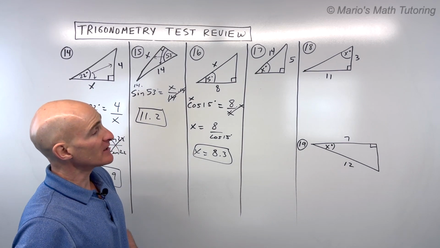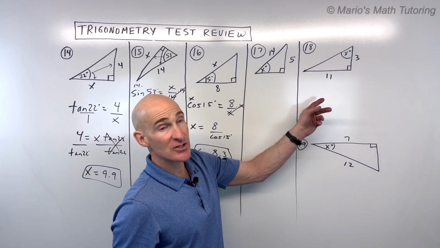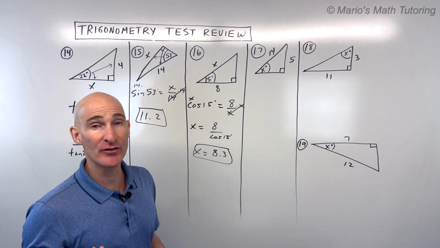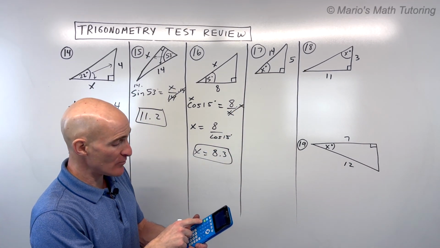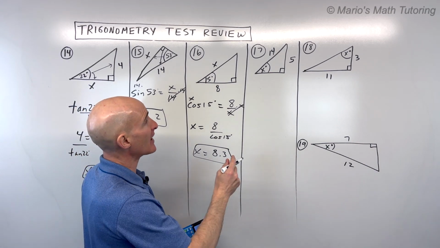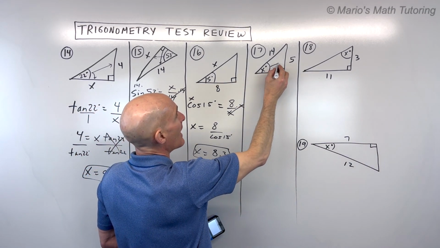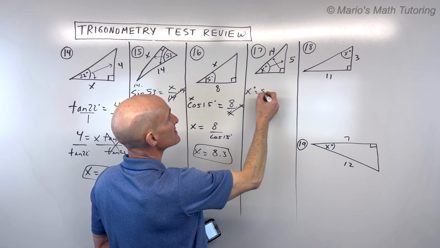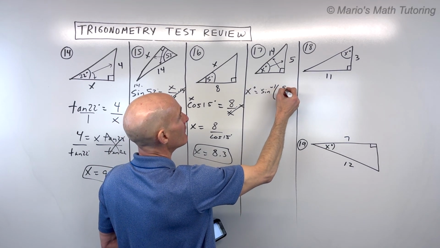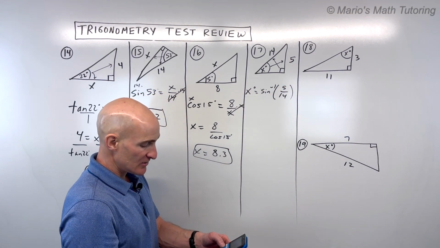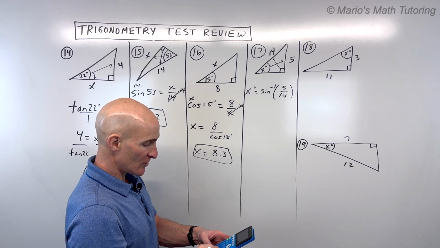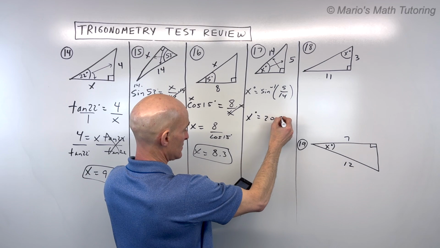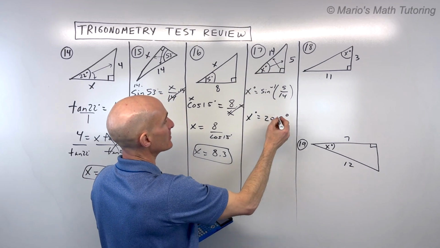For 17 now, it's a little bit different, 17, 18, and 19, because we're solving for the missing angle. So when you're finding the missing angle, you're going to have to use the sine inverse, the cosine inverse, or the tangent inverse. You might have to press the second key on your calculator to access those. So here we've got the opposite and the hypotenuse. That's the sine ratio. So I'm going to say x equals the sine inverse of opposite over hypotenuse. So sine inverse of opposite over hypotenuse, I'm getting about 20.9 degrees. That's this angle right here.